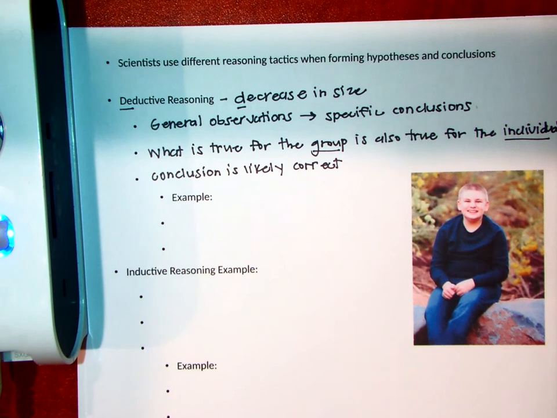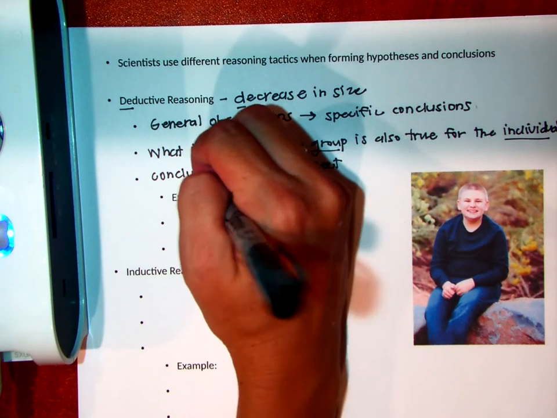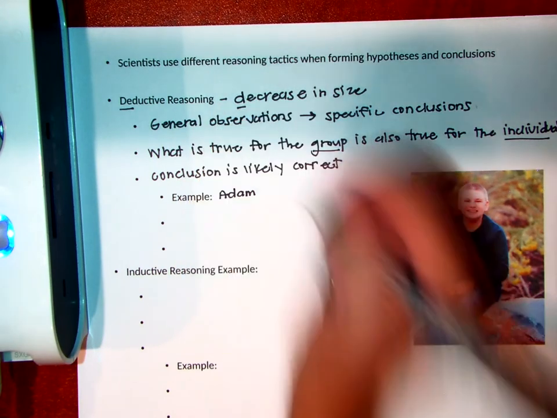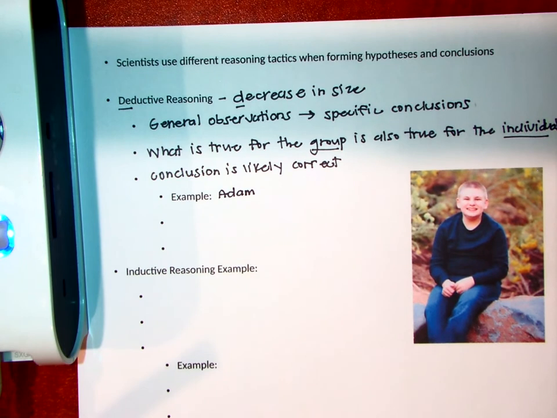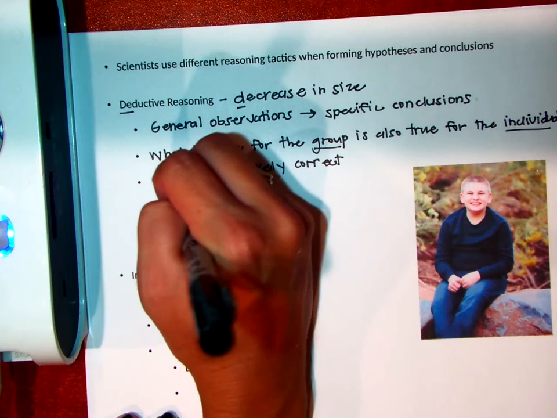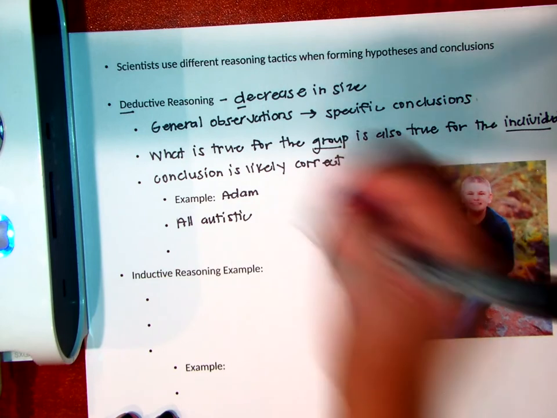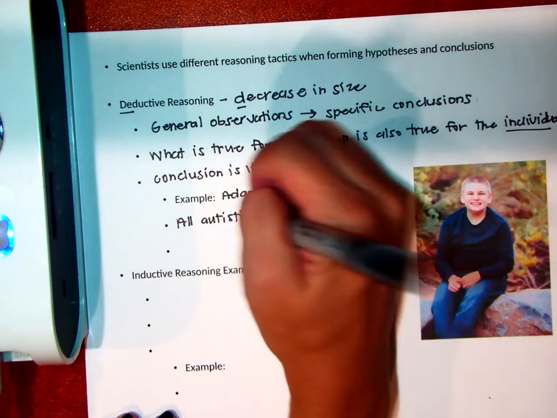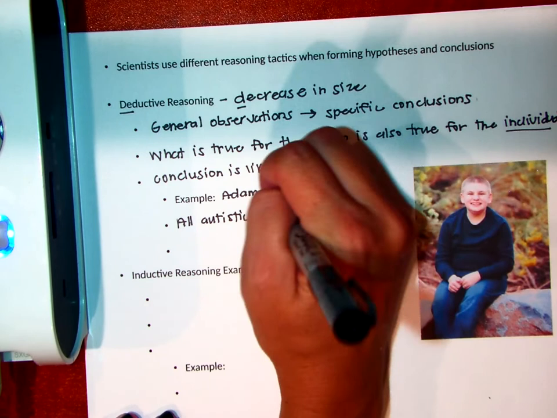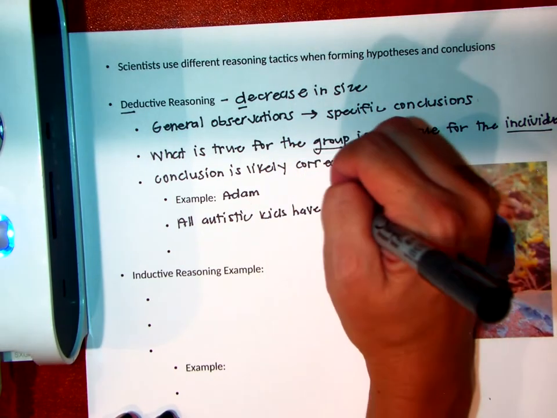So here we have an example. This boy here is Adam, and if you know Amber Mortensen there, this is her son. If we are to use deductive reasoning, we can say all autistic kids, and by the way, Adam is autistic, all autistic kids have 3 characteristics.